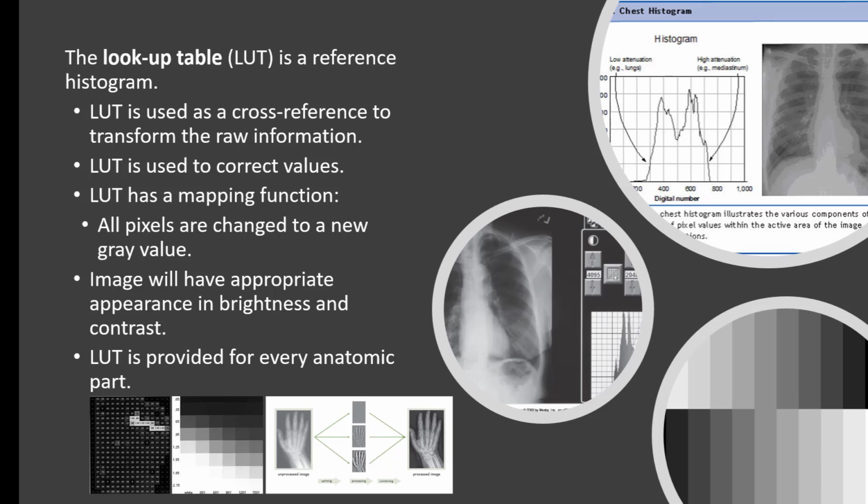All pixels are changed to a new gray value that reflects the intensity of the exposure at that point in time and at that particular coordinate. The image, by having a lookup table as a cross-reference, will have the appropriate appearance in brightness and contrast as compared to a film screen type of image we used to use in the past. There is a lookup table provided for every anatomic part and every position. And we can go into the software and modify those tables to get them more precise or to optimize them.